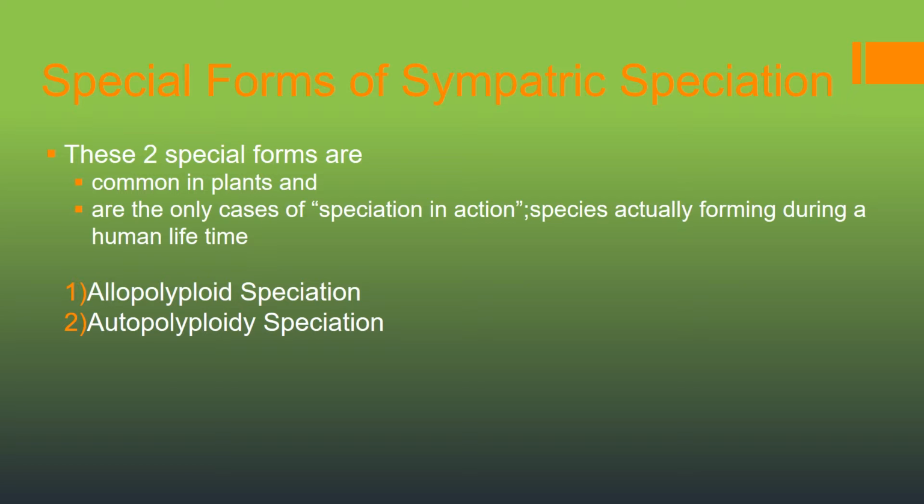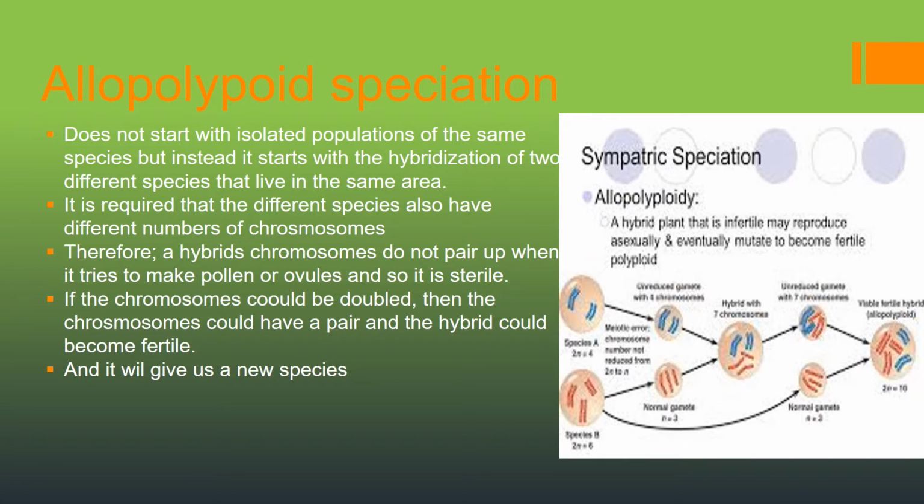Let's examine this. Polyploid speciation does not start with isolated populations of the same species. Instead, it starts with a hybridization of 2 different species that live in the same area. For this, though, it is required that the different species also have different numbers of chromosomes. Therefore, a hybrid's chromosomes do not pair up when it tries to make pollen or ovules, and so it is sterile. If the chromosomes could be doubled, the chromosomes could have a pair and the hybrid could become fertile. And it will give us a new species.